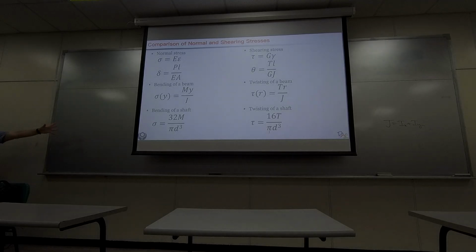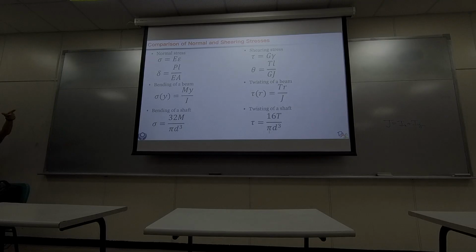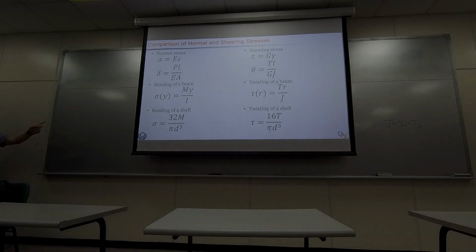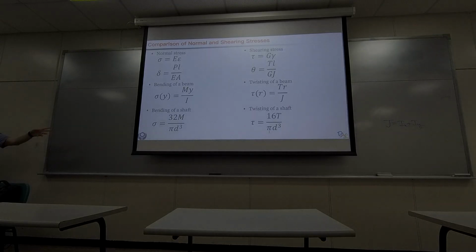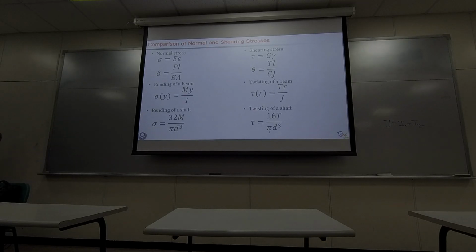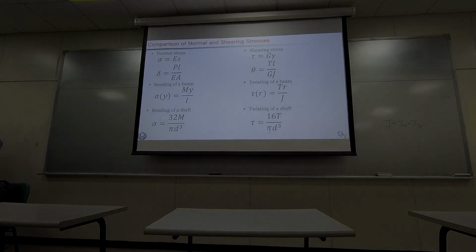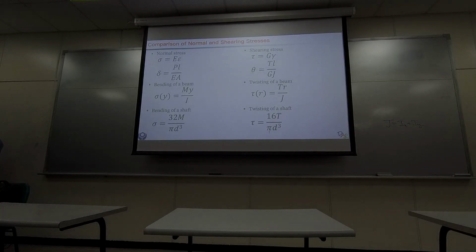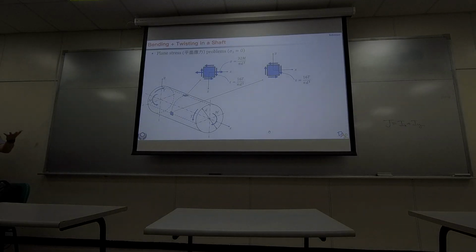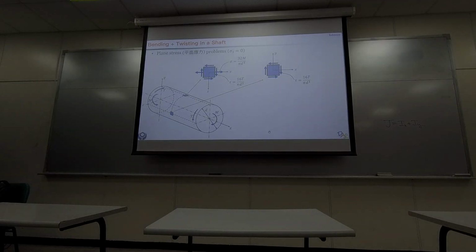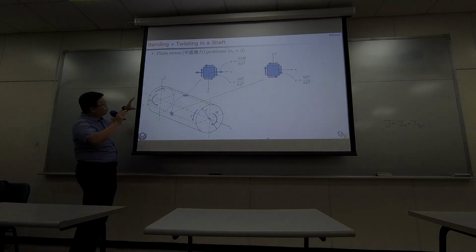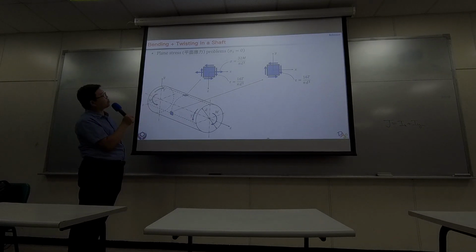Now, overall, left hand side normal stress, right hand side shearing stress. For the shaft, the normal stress equals 32 M over pi d cubed. For the right hand side, tau equals 16 T over pi d cubed. Okay. Now, let's take a look at a practical example where you have a shaft like this. You have both bending and twisting, right?